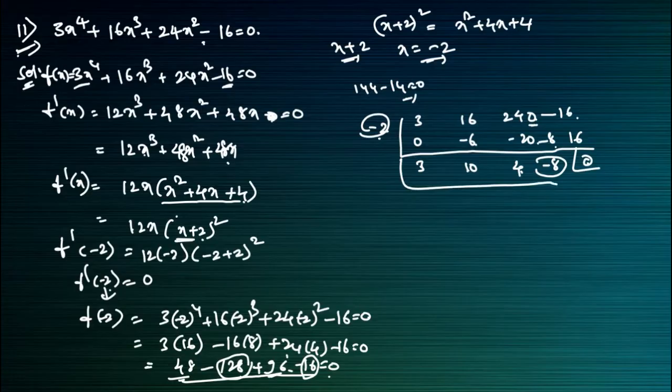So you see a multiple root here, so we have to do another division with minus 2. So here minus 2: 3 comes down, 3 times minus 2 is minus 6, here 4, and 4 times minus 2 is minus 8.